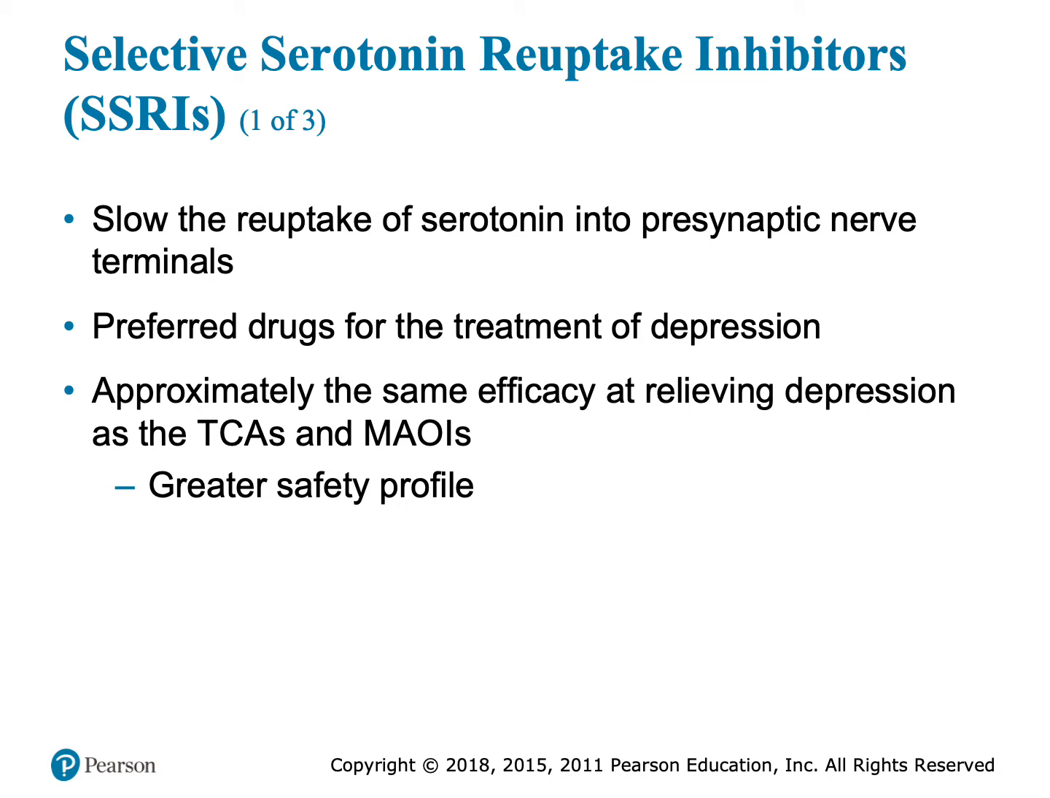This slide goes over the SSRIs in a little bit more detail. They act by slowing the reuptake of serotonin into presynaptic nerve terminals. They are the preferred drug for the treatment of depression. We talked about that in Chapter 10 as well. And they have about the same effectiveness at relieving depression as the TCAs and the MAOIs, but they have a much greater safety profile. So that's why they're the preferred drug for the treatment of depression.